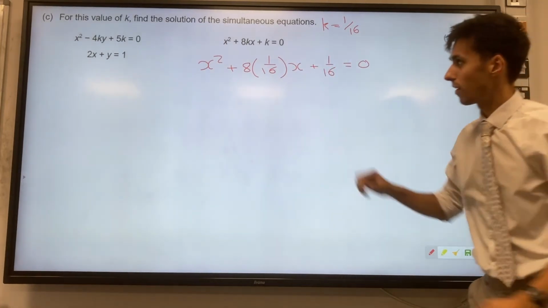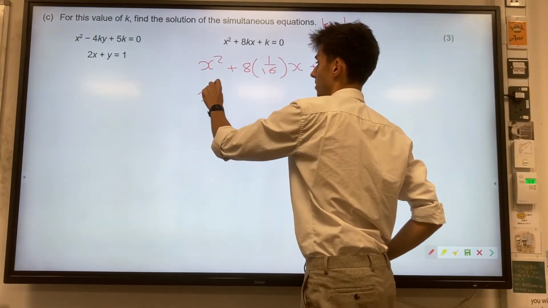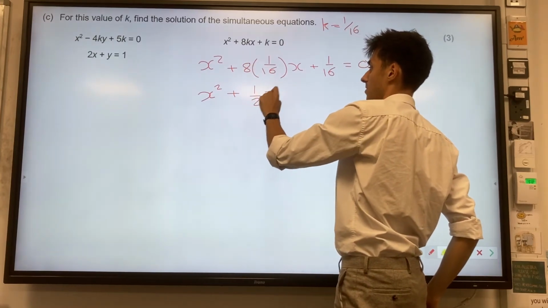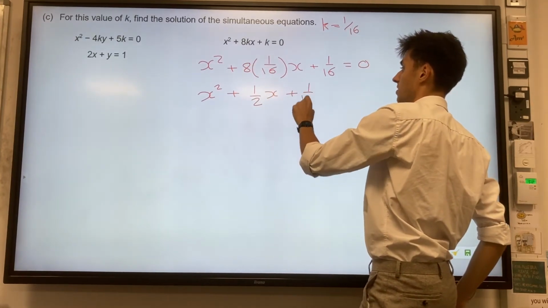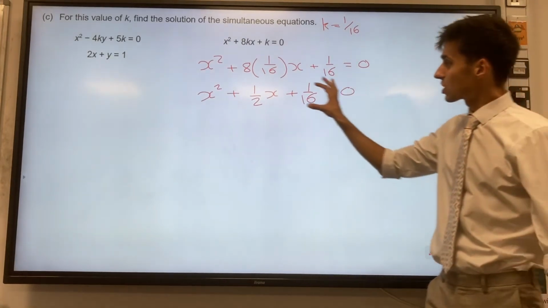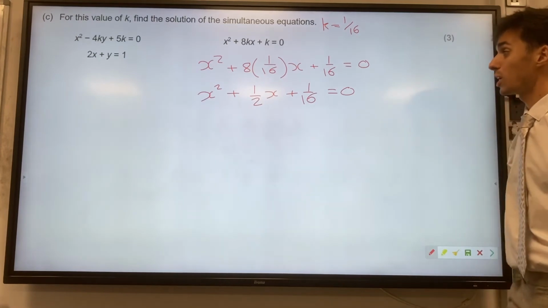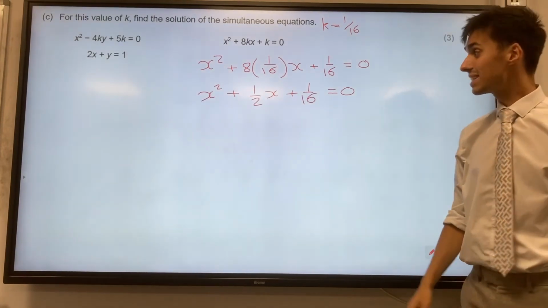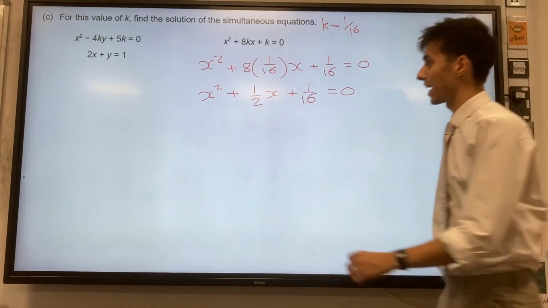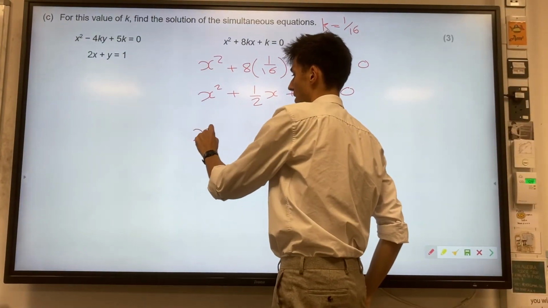And now simplifying this, we're going to get x squared plus 8 over 16, which will be a half, x plus 1/16 equals 0. And actually solving this quadratic might look really horrible at the moment, but completing the square is a great idea for this one, and you'll see why when we get into it. So let's complete the square on this.